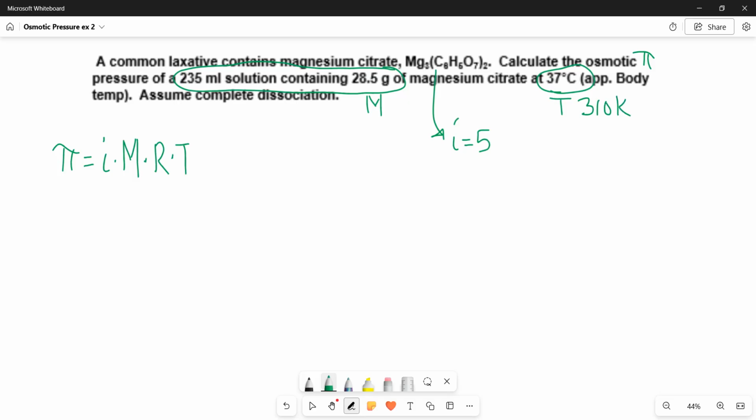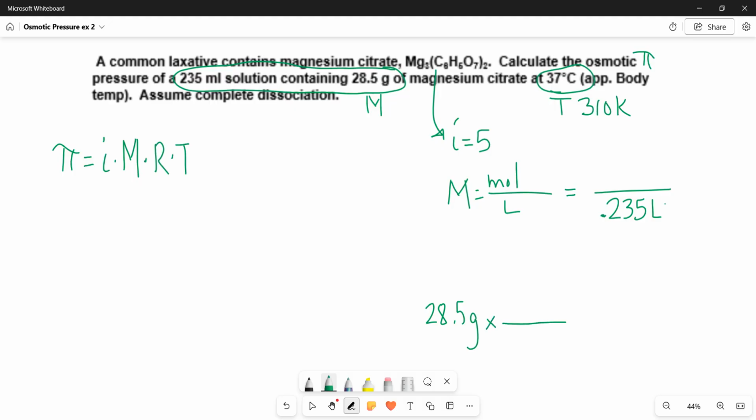To do the molarity, we know that molarity is equal to the moles of the solute over the liters of solution. So the liters of solution, if I convert from milliliters to liters, is going to be 0.235 liters. Now to get moles, I need to take that 28.5 grams of the magnesium citrate.